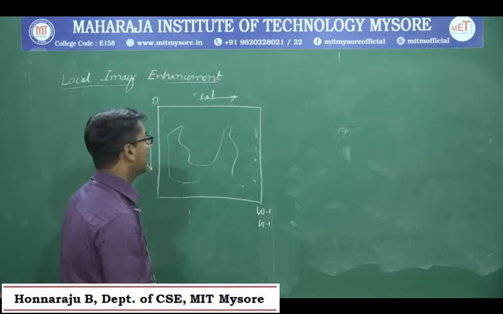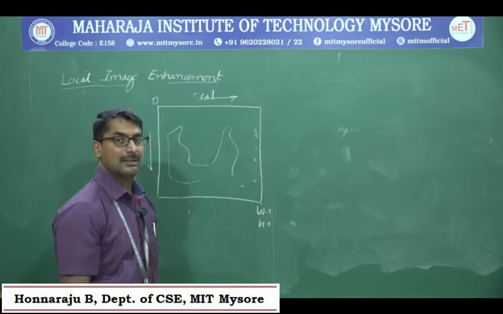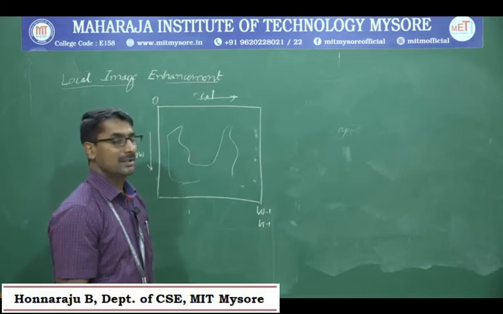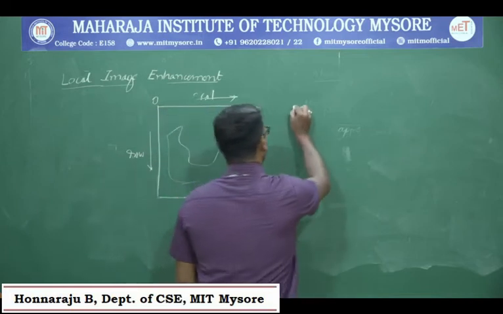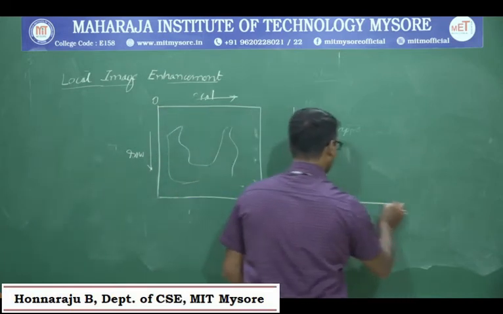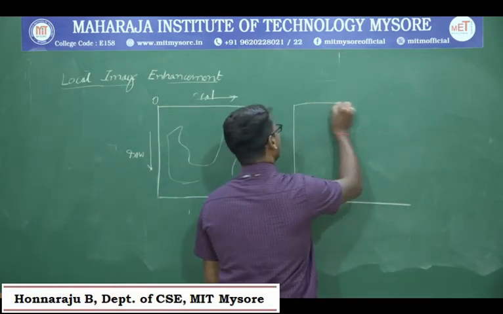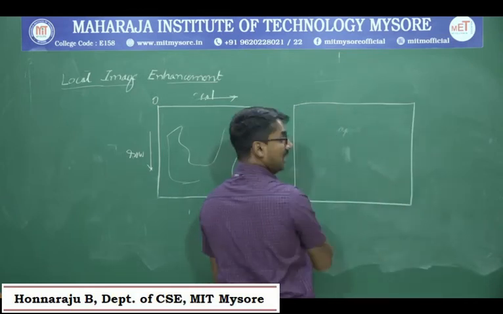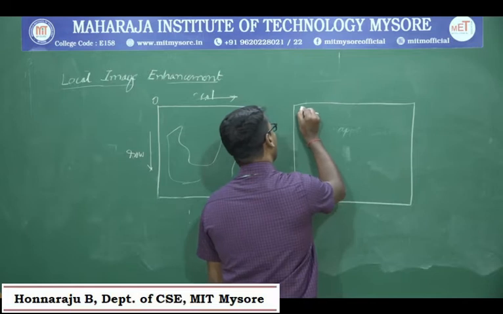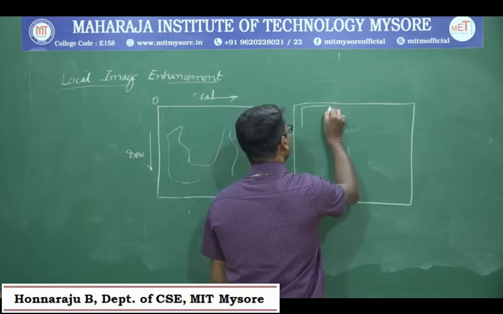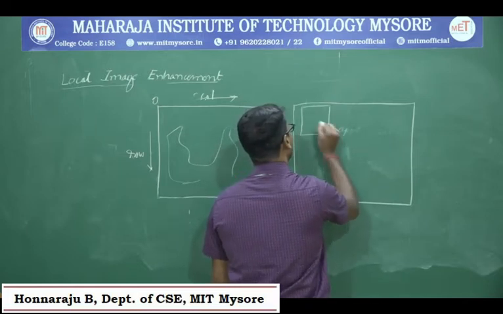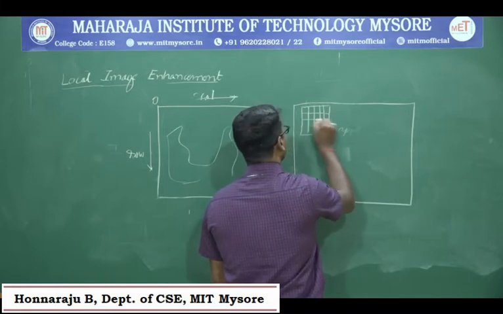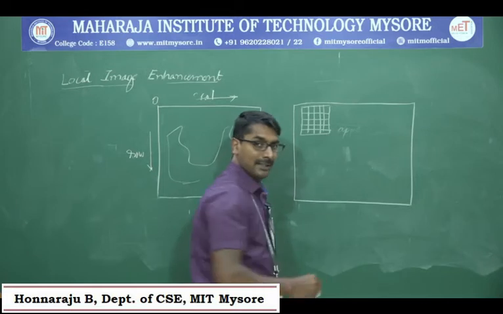So instead of enhancing the image at the global level, we need to enhance the image at the local level. Local level means the image is enhanced by considering a small region, a small area. Okay, now we consider this image. Here, a small region will be considered. Now you consider this region. Okay, this is the region.